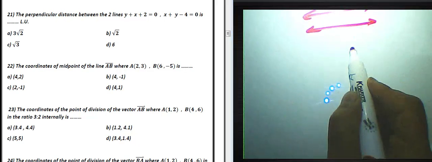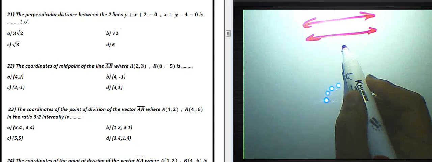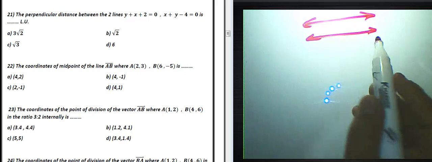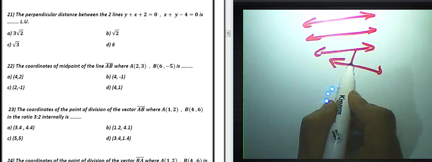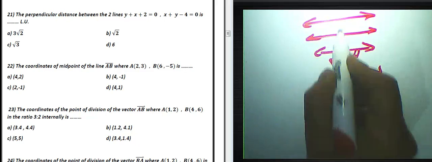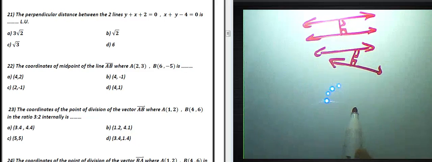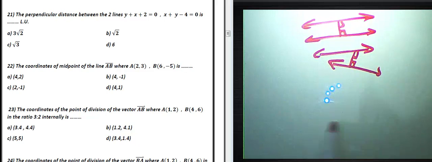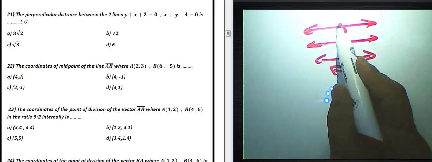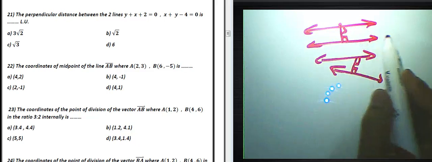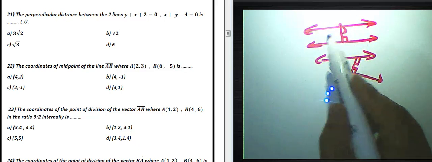He asked about the perpendicular distance between two lines. We have two lines like this shape. To find the perpendicular distance between two lines, we must find a point in the first line, and get the distance using the rule.